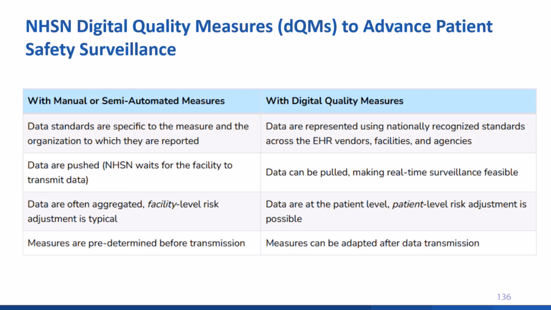With digital quality measures, as you can see on the right, data can be applied to nationally recognized standards across EHR vendors, facilities, and agencies. Data can be pulled, allowing for real-time surveillance feasibility. And since the data are at patient level, risk adjustment is possible, and measures can be adjusted after transmission to NHSN.